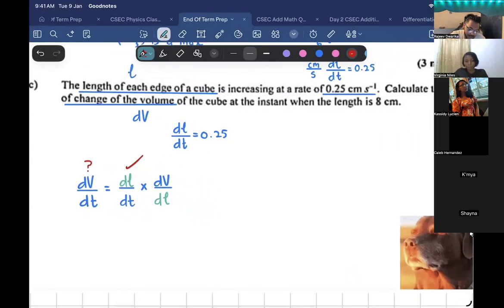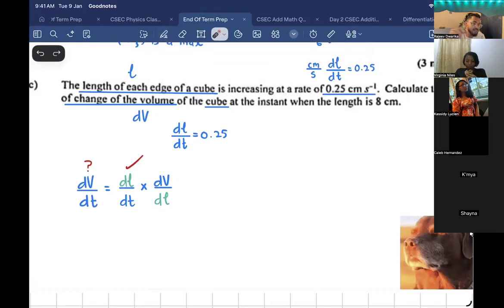But I know how to find it. Think to yourself, what shape are we dealing with? A cube. If it's dV/dL, chances are you have to differentiate what function? Can you repeat that, please? No problem. So it's dv over dL, which means you have to differentiate what function? The function for what?